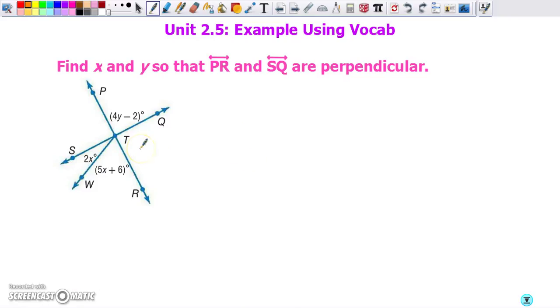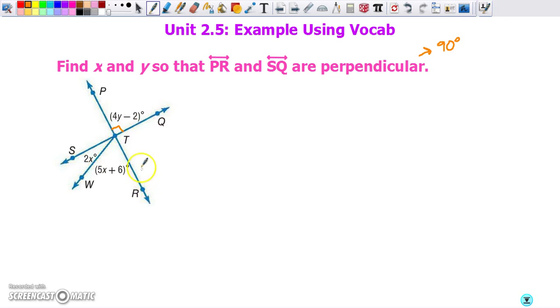Okay, so now I'm just going to do one really quick example to show you how to use this information. How do we set these things up? What do they even mean? In this case, we're going to find x and y so that line PR and line SQ are perpendicular. Perpendicular means that it's going to form a 90-degree angle. So we want line PR, which is right here, to make a 90-degree angle with SQ, which is right here.